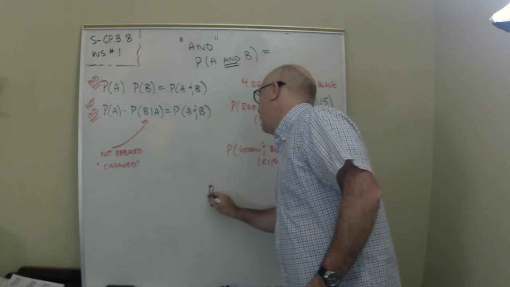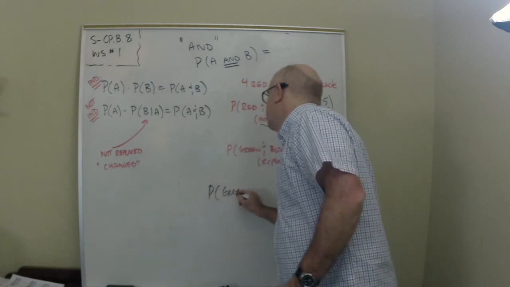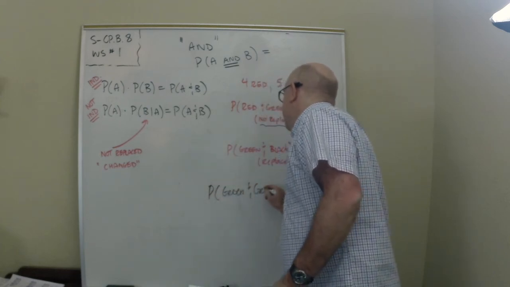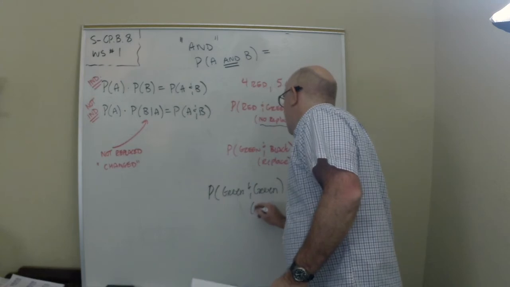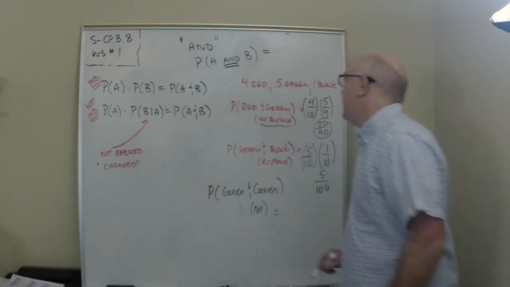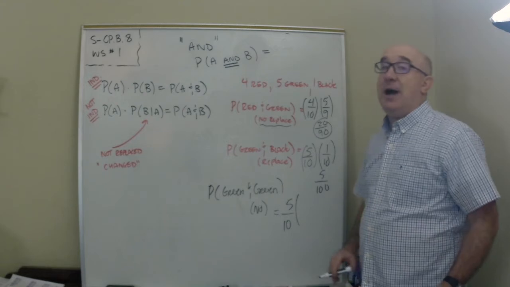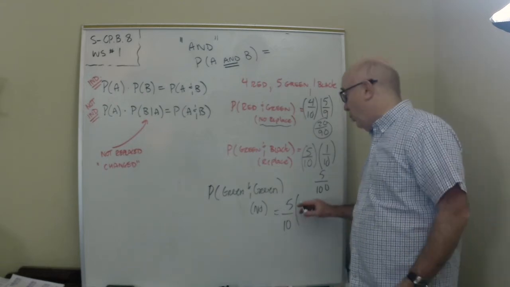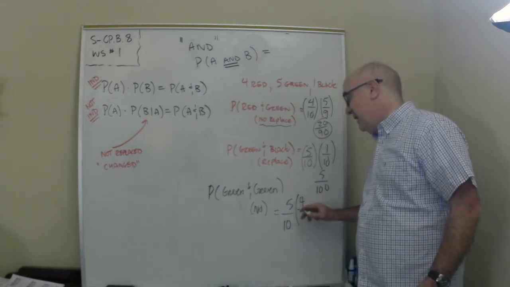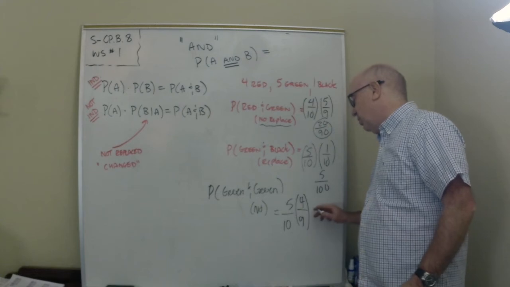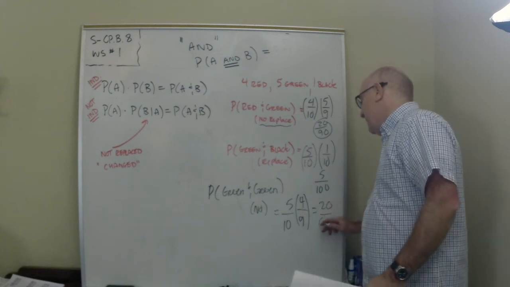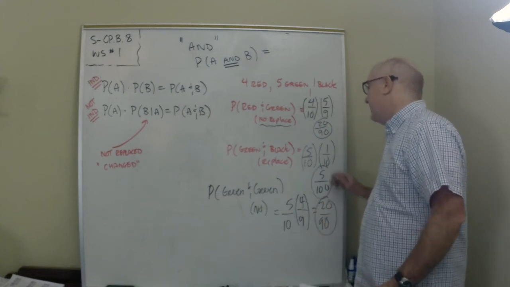What about this one, the probability of green and green with no replacement? The chance of getting a green is 5 out of 10. Now, I didn't replace that green, so I have 1 less green and 1 less marble. 20 out of 90 would be that probability.